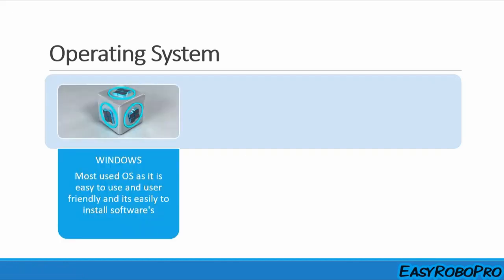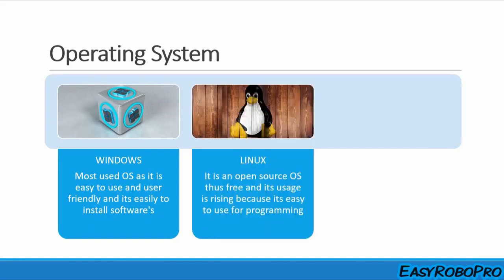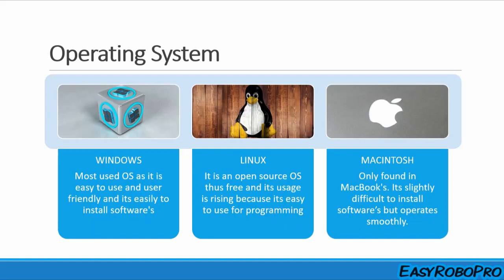The third most important component is operating system. Well, if you're a beginner, then I'll suggest go for Windows operating system, which is user-friendly and the most used operating system. All the programming softwares are compatible with it and easy to install. If you're good at programming and are going to do some high-end programming, then definitely you can go for this free open source operating system called Linux. It is free and its popularity is also rising in recent years for programming. Finally, if you are going to buy an Apple laptop, then Mac OS is your choice. It's slightly difficult sometimes to install a few programming software, but then it operates smoothly.